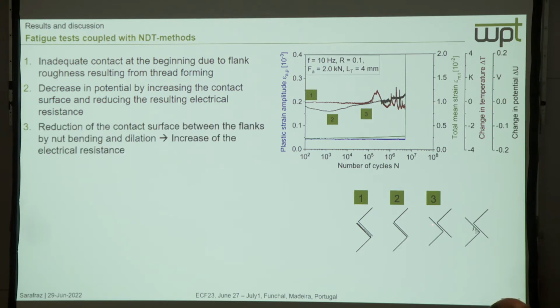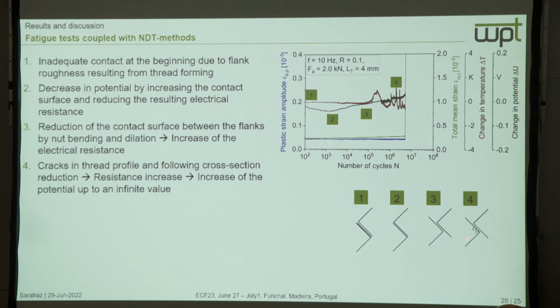After that, by dilation, we have a decrease in contact surface and consequently an increase in resistance, which we can see here. In the fourth step, we have crack initiation in the thread profile, small cracks, and following cross-section reduction that can lead to a resistance increase and an increase of the potential up to an infinite value.